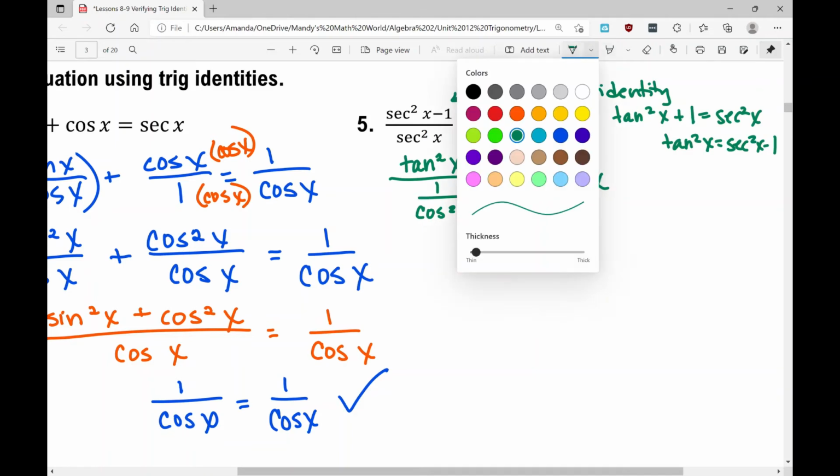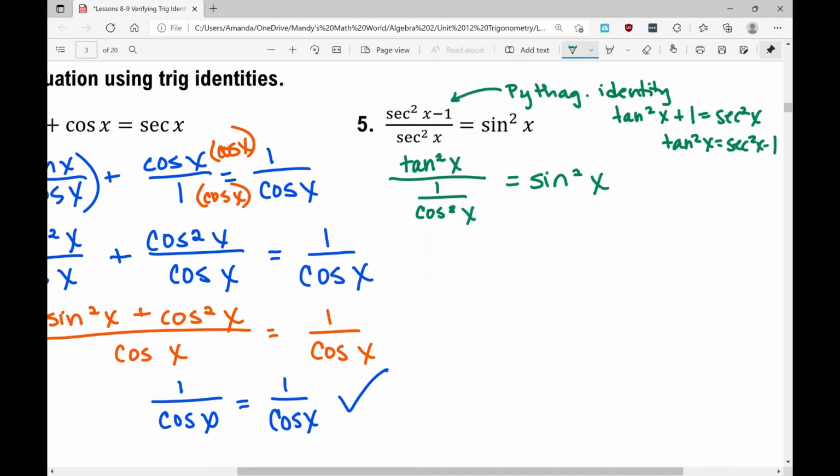So here's just your complex fraction, right? I've got a fraction in my denominator, so we just want to make sure that we write everything correctly. What I'm first going to do is take this tangent squared x and rewrite it in terms of sine and cosine. How could I write tangent squared x in terms of sine and cosine?